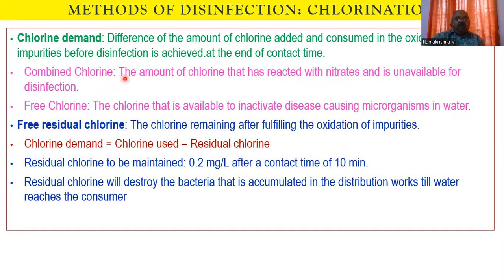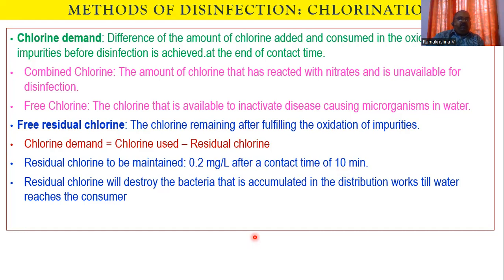Free chlorine is nothing but the chlorine that is available to inactivate disease-causing microorganisms in water. Combinedly, we call it total chlorine, which includes what is not available and what is available. It is also called free residual chlorine, remaining after fulfilling the oxidation of the impurities. A residual chlorine of 0.2 milligrams per liter is maintained after a contact time of 10 minutes. The contact time usually adopted in water treatment systems where chlorination is used is 10 to 20 minutes, preferably 10 minutes.